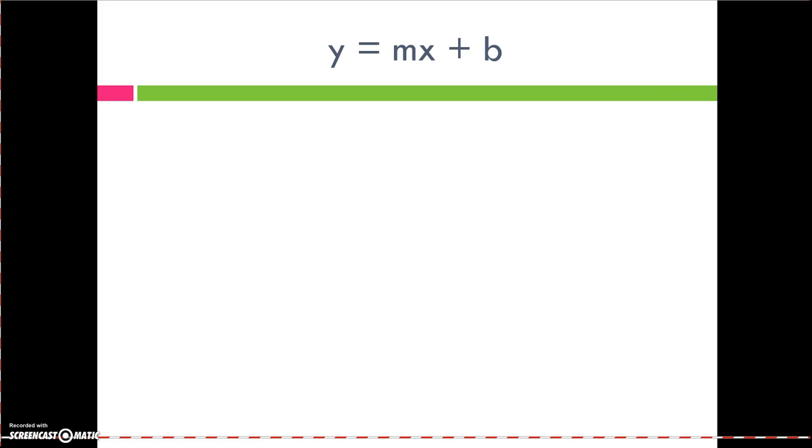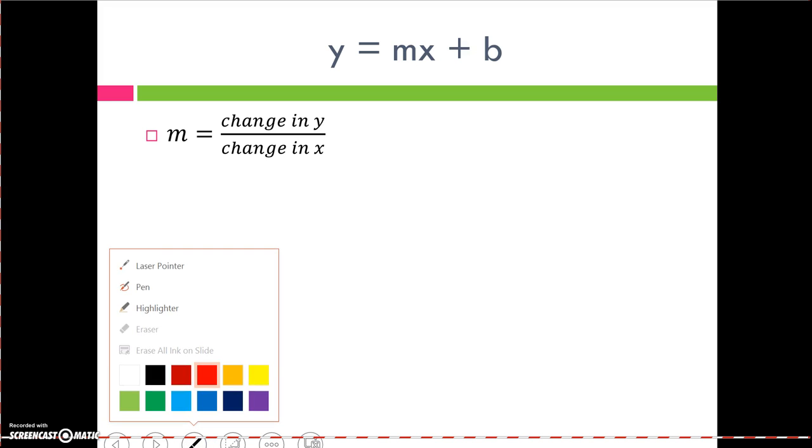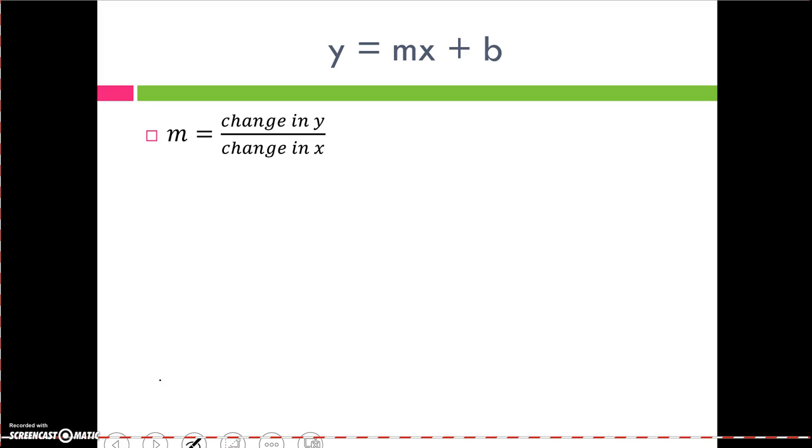All the equations that we have dealt with so far have been in slope-intercept form. A couple of things about slope-intercept form. The m value is called our slope. That is our change in y divided by our change in x. So anytime we're talking about our slope, when I talk about change, think about our y or our coordinate plane. So here's our x-axis, here's our y-axis.